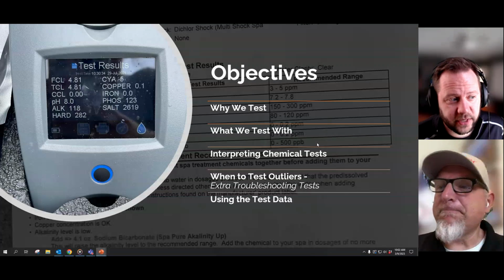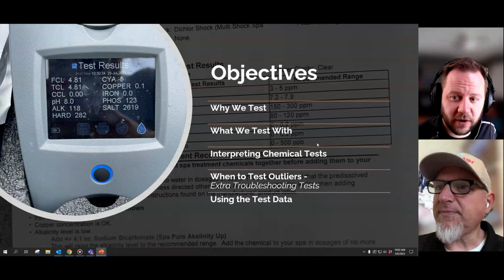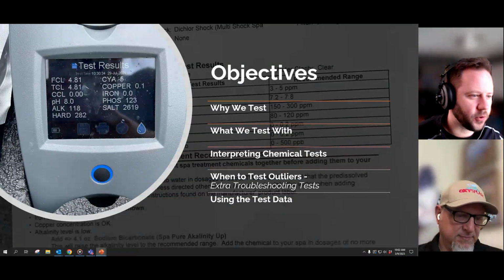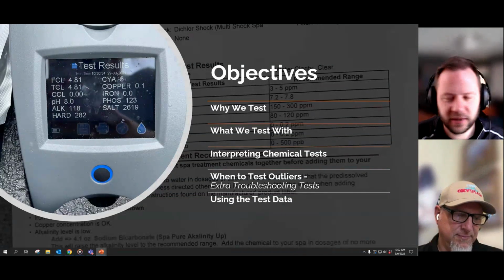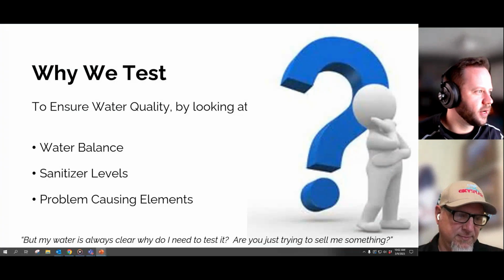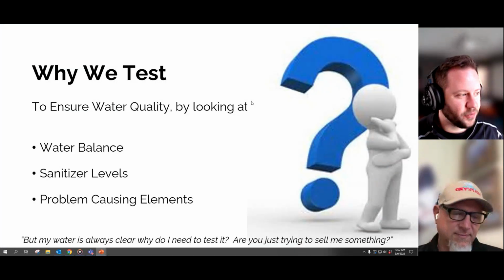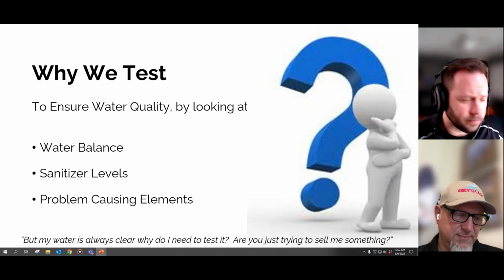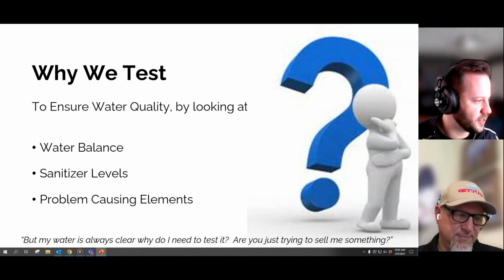What we're going to go over is what we test with, kind of interpreting our test results because everybody sees things slightly differently, when to test for the weird things, and then using the test data properly. So, like Matt said, we test for water balance, sanitizer level, or problem-causing elements in the water. Those are pretty generic terms, but we're going to get into the meat and potatoes here just a little bit.